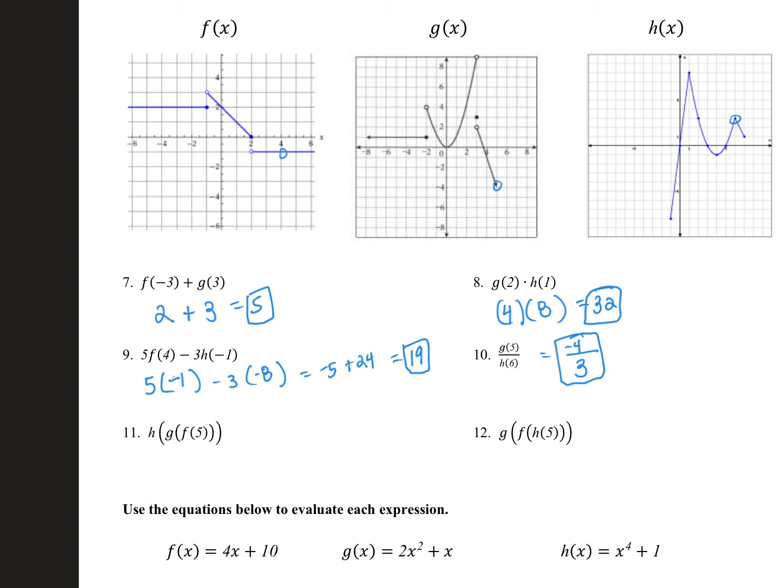Number 11, we have a function within a function within a function. So again, when you're doing these, work from the inside out. Let's start with f of 5. What's f of 5? When x is 5 for my function f, I get out a y value of -1. So I have h of g of -1. Now let's do g of -1. Go to our second function g. When x is -1, we get out a y value of 1. So g of -1 is 1. Now we've got to do h of 1. At 1, we get out 8.